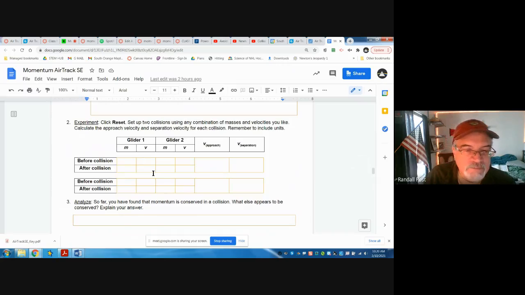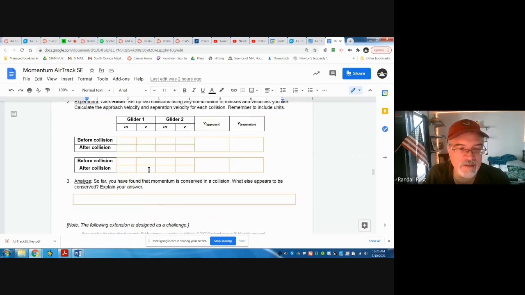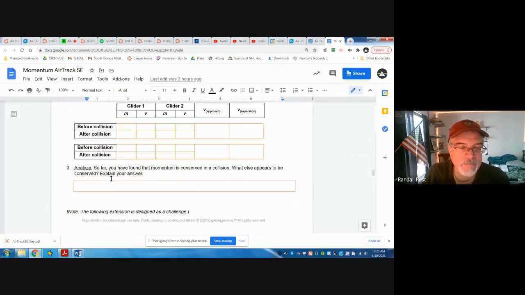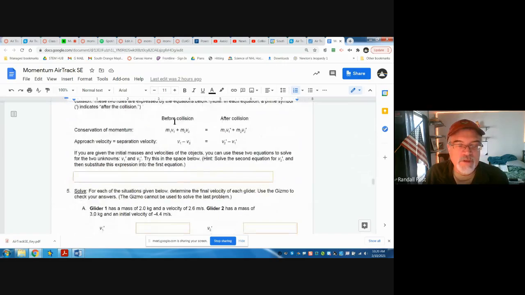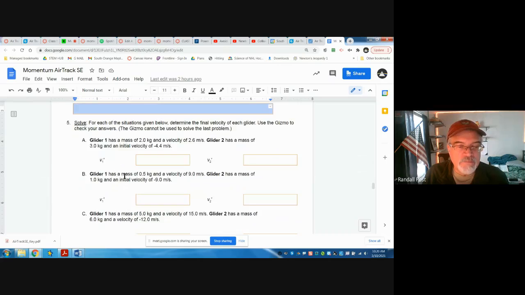Here's another table. Okay, you get the idea. What else appears to be conserved? Okay, and then you fill in that blank and just keep on going. Here's some handy equations for you. And that should help you with this blank right here. Use the equations to do some solving.